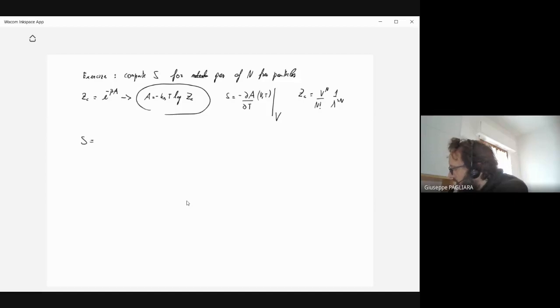So now S is equal, when I compute the derivative with respect to T, I have a kB log of Z of C. And then I have a plus kBT. Then I have to do the derivative of this log with respect to T, which is 1 over Z of C times the derivative with respect to T of Z of C. Okay. Where Z of C is this quantity here.